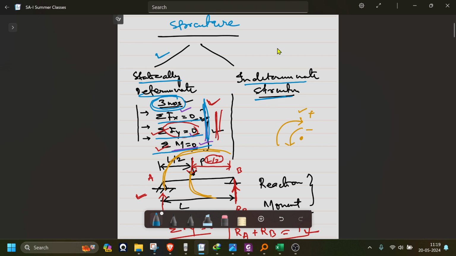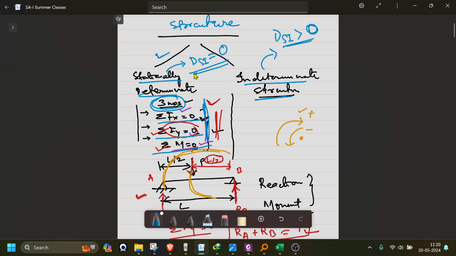In short, statically indeterminate structures are those structures where the degree of static indeterminacy is greater than 0, and statically determinate structures are those structures where the degree of static indeterminacy is equal to 0.